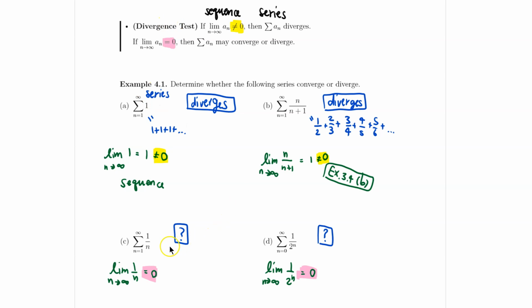However, what we have seen earlier is that the sum of 1 over n is just the harmonic series, so it diverges. And 1 over 2 to the n is a geometric series, so it converges. So that means when the limit of the sequence is equal to 0, the series itself may actually either diverge or converge.